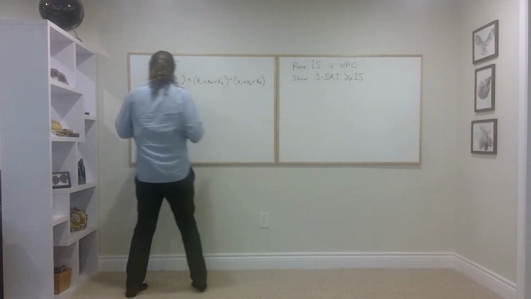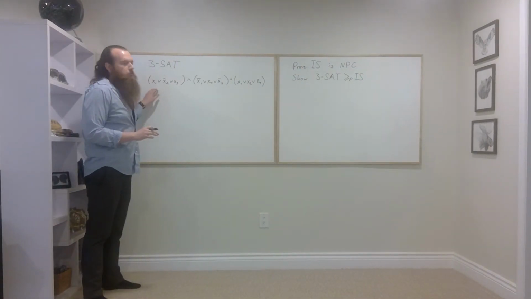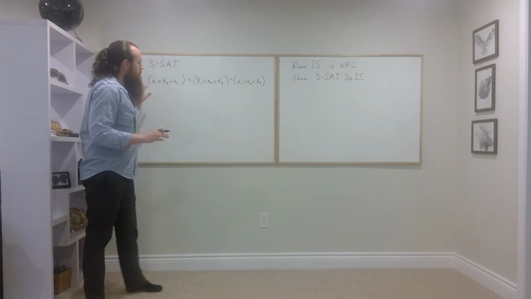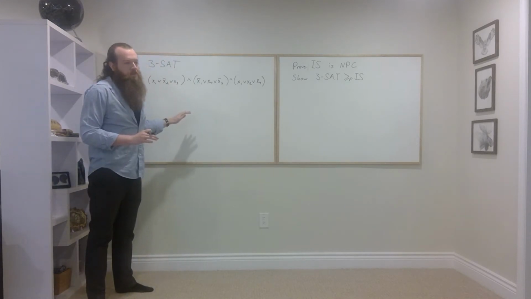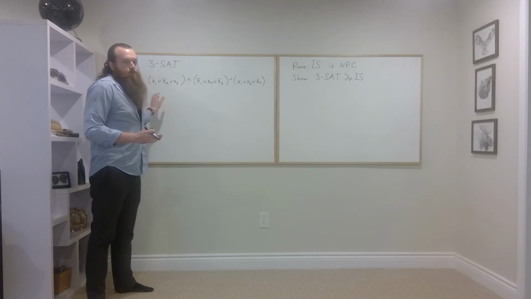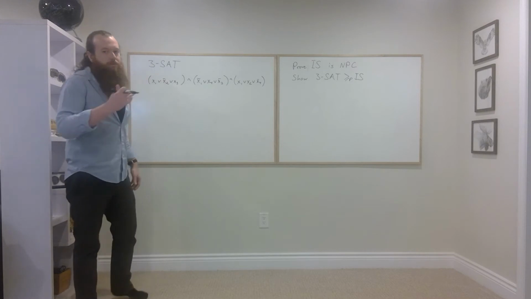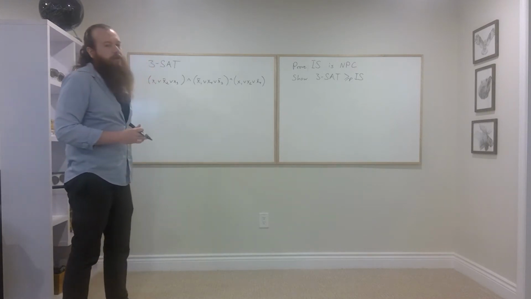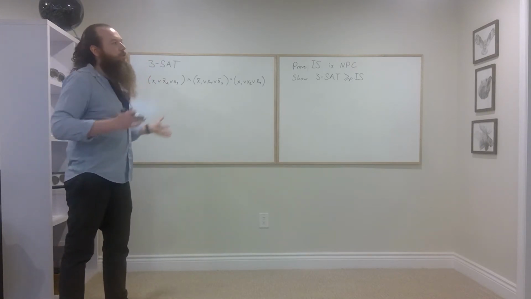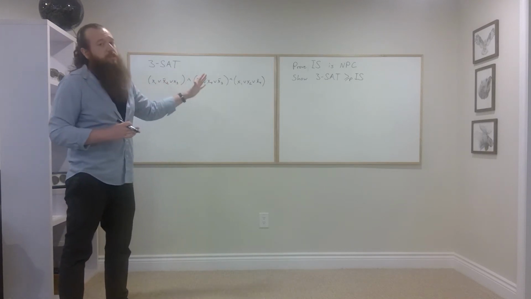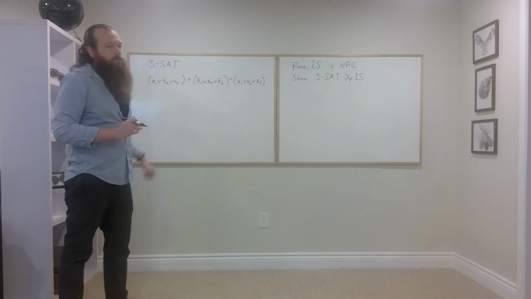So remember, for the 3-SAT problem, I want to determine: is there an instantiation of these Boolean variables such that this entire expression evaluates to true? Now for this particular problem instance, there's only 3 terms here, so even the human mind can look at it and be like, obviously there is. But I'm going to show you how you would use a solution to the independent set problem to give you a solution to this one.